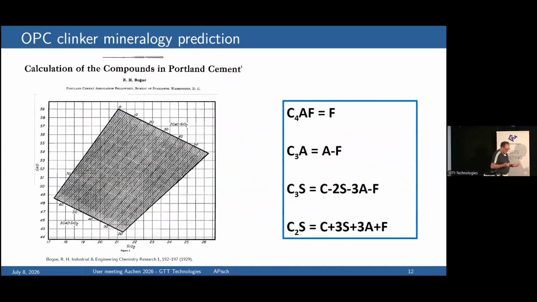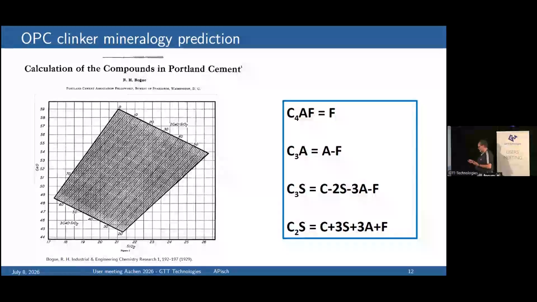But you also want to do it theoretically. And already almost 100 years ago, Bogue used the phase diagrams. Here is a part of a phase diagram and some geometrical rules in order to link the four main components, lime, alumina, iron oxide, and silica, to the four main phases in the clinker. So you have four components, very nice. You can make a linear combination of the four. It also works because the mutual solubilities are small. If they were big, it would not work.